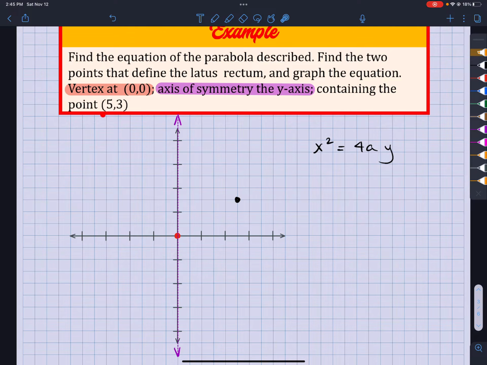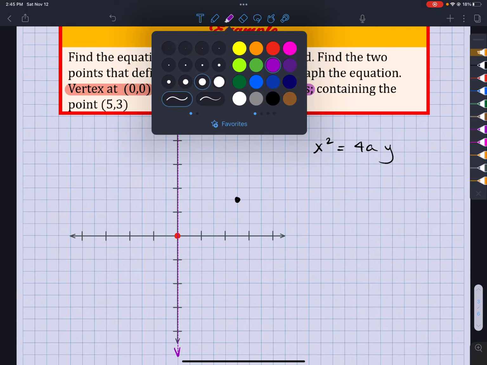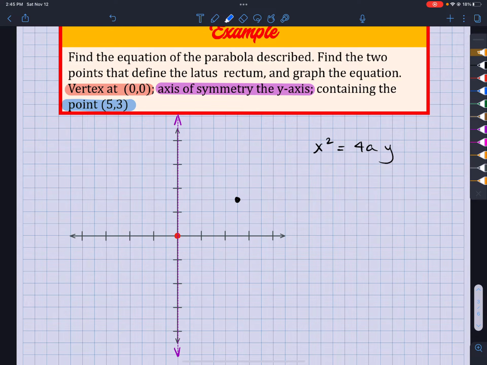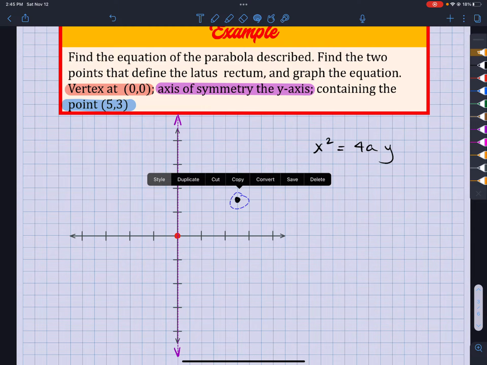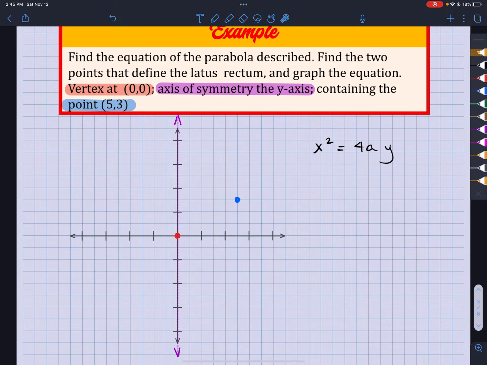Great. Now, I have a point here, 5, 3, and let's highlight 5, 3. I'm going to have to change that to blue, right? So let's put this point into it, because I can't assume that this is part of the latus rectum. I can only know these three things are solid right now, and they tell me it opens upward, so I get the formula. Great. I can't assume anything else. I don't know what a is, what 2a is, or anything like that. So the only thing I can do is take this point and plug it in here.